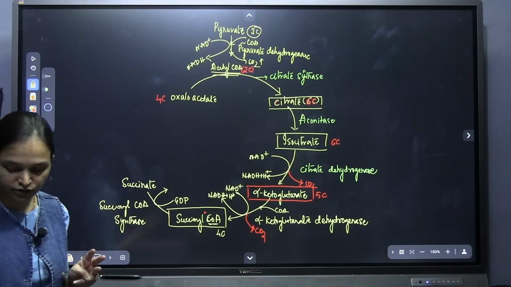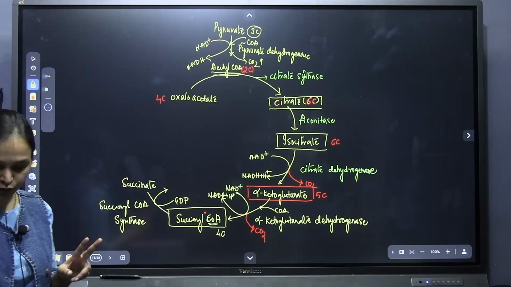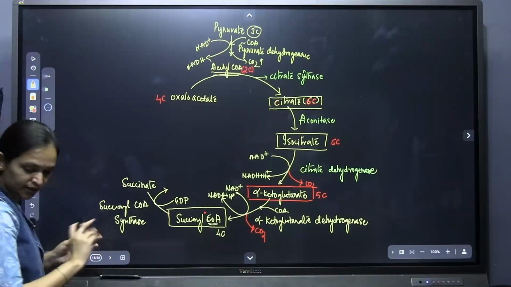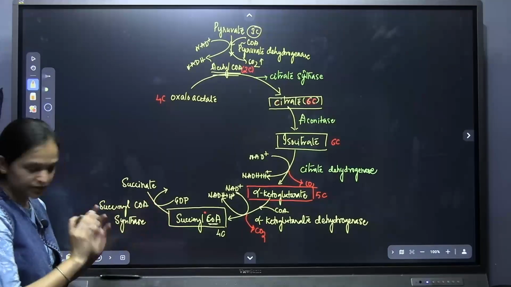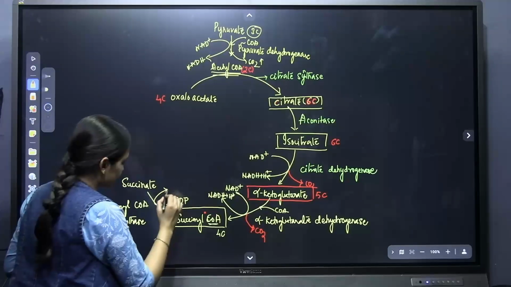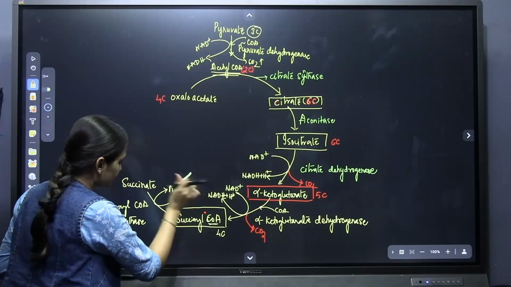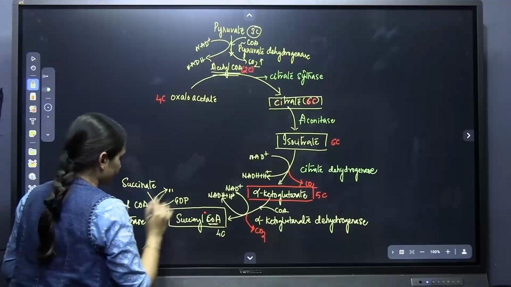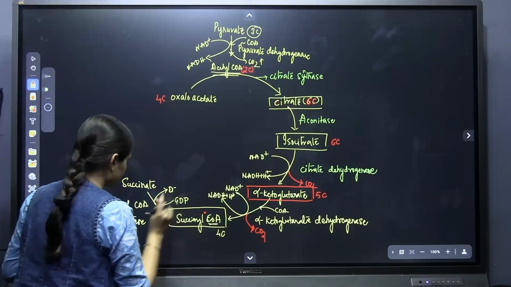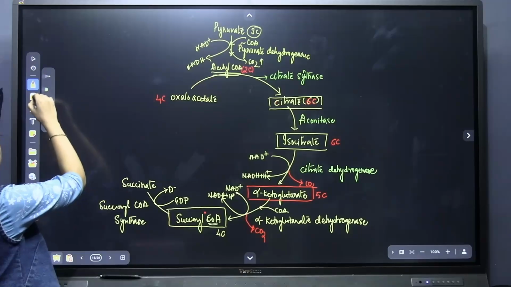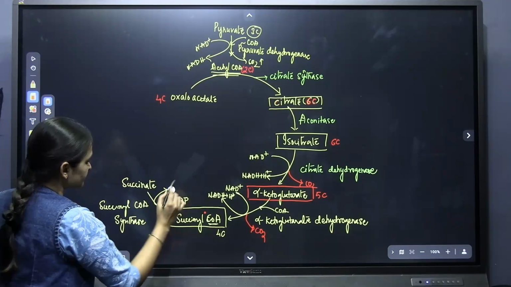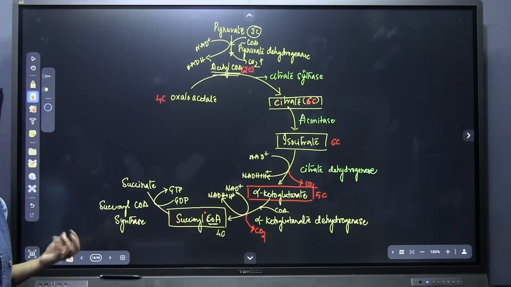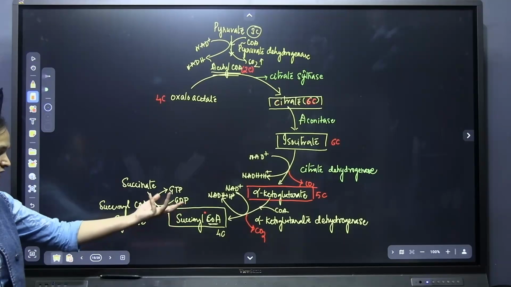ATP means adenosine triphosphate. ADP means adenosine diphosphate. Adenosine and guanosine are the same. Okay, it can be converted immediately. This GDP can be immediately converted to GTP. So GTP can be converted to ATP, not much of a difference between ATP, GTP and all, fine.